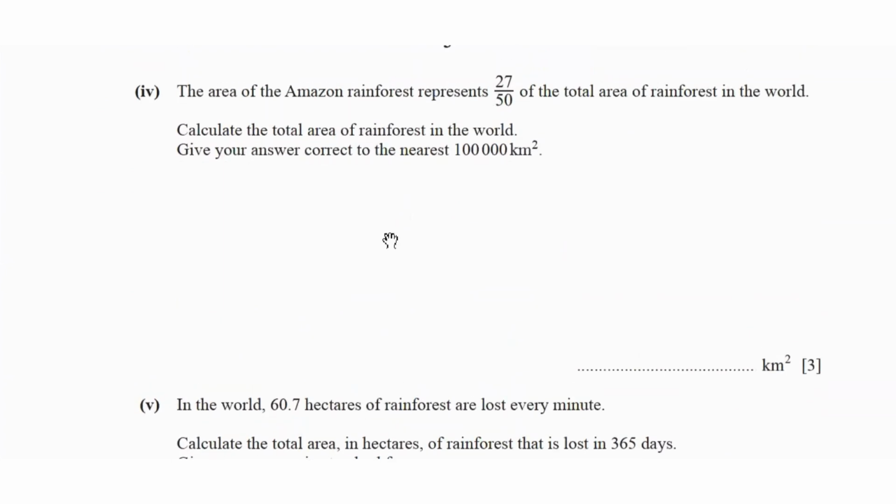The area of the Amazon rainforest represents 27/50 of the total area of the rainforest in the world. Calculate the total area of rainforest in the world, giving your answer correct to the nearest 100,000 kilometers square. So once again, Amazon rainforest was 5,500,000. And that's 27/50 of the total area of rainforest.